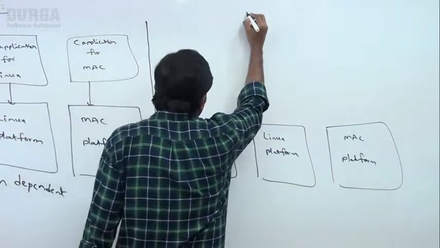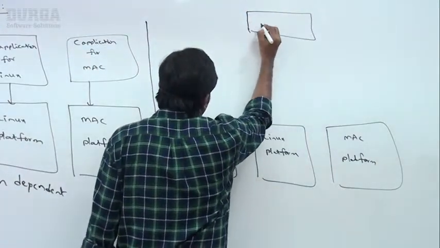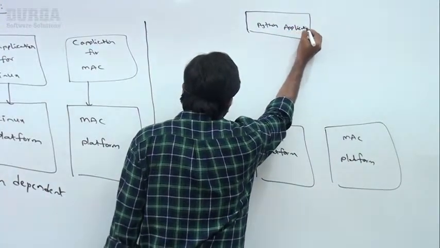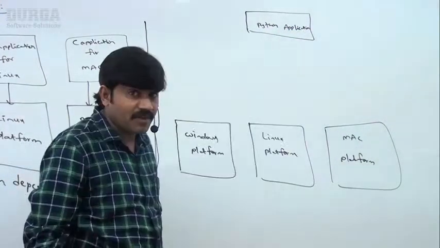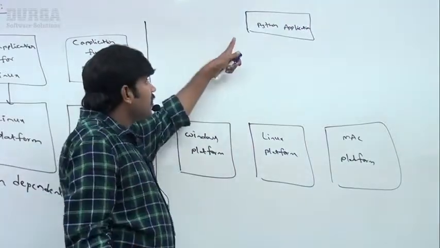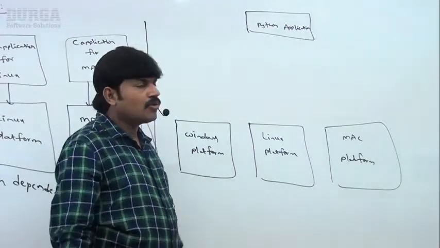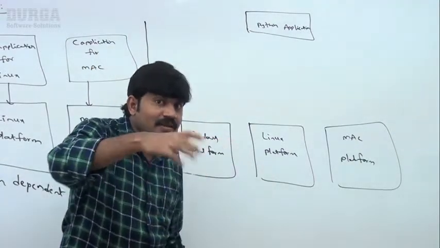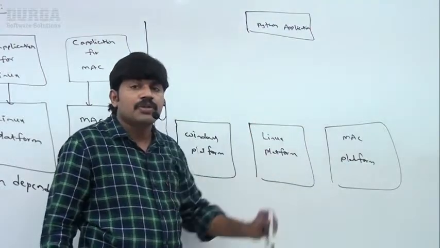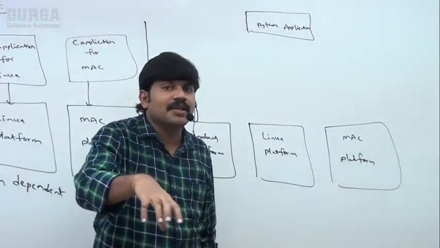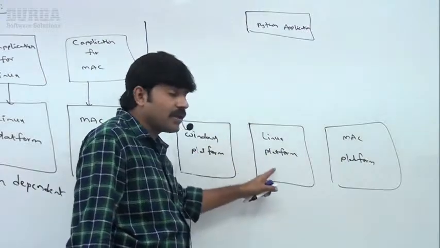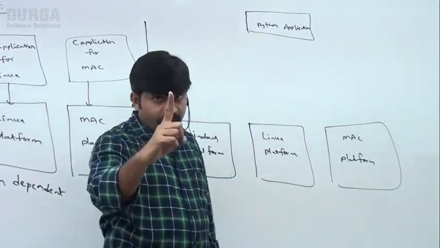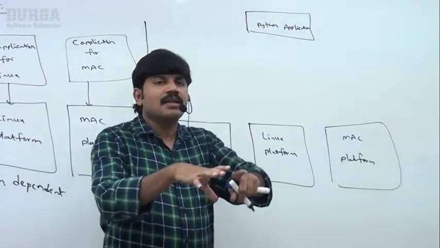Now I want to write a Python application. Assume this is the Python application, right? Can you please spell out how many platforms are available? 3 platforms. How many Python applications are there? Only one. So write the Python application once, run anywhere on any platform. We are not required to provide a Python application for Windows, another for Linux, another for Mac. Such stories are not required for Python. Write the Python program once and run anywhere.